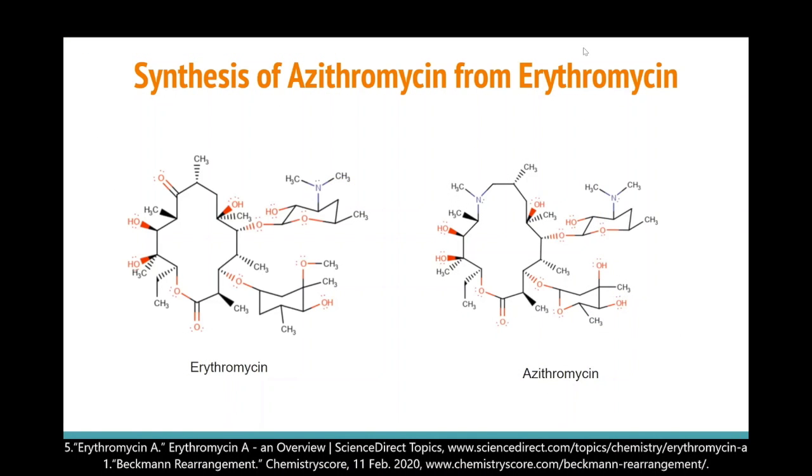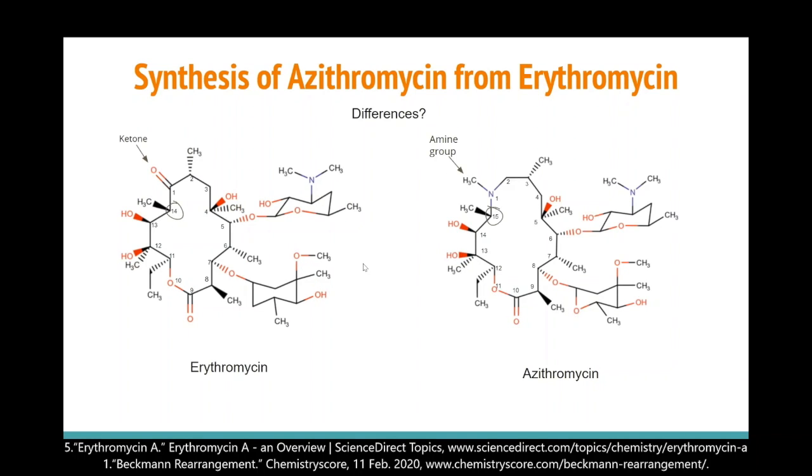Here we have erythromycin and azithromycin. In my research, I read that erythromycin is a common starting point in order to form azithromycin. That is why I chose to do the synthesis starting from erythromycin. In order to start the synthesis, I had to see what was different between erythromycin and azithromycin. I noticed that erythromycin has a 14-member ring and a ketone, whereas azithromycin has a 15-member ring and an amine group. So how do we make a ketone into an amine group, and how do we expand the ring?